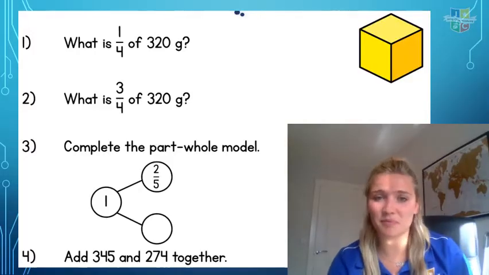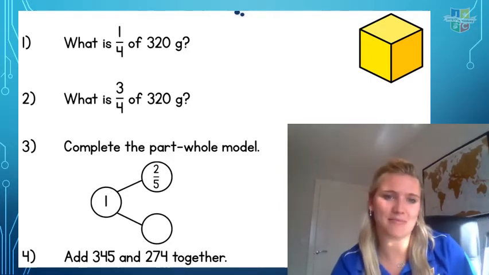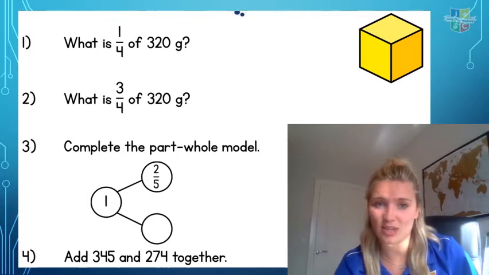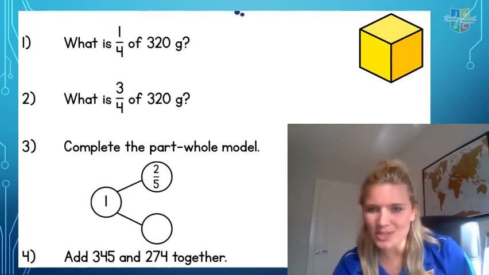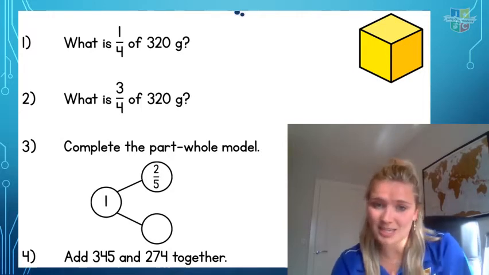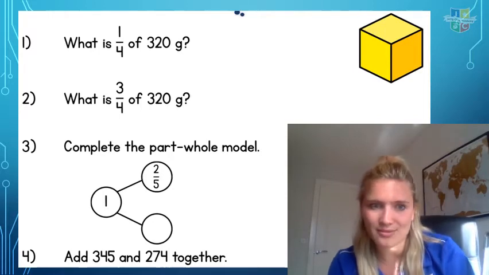Okay, so I'd like you to start off by telling me the shape in the top right corner. Then you're going to have a go at telling me what is a quarter of 320 and 3/4 of 320. Now what I would suggest doing is look, it's got a 0 on the end, take off the 0 and then put it back on after.